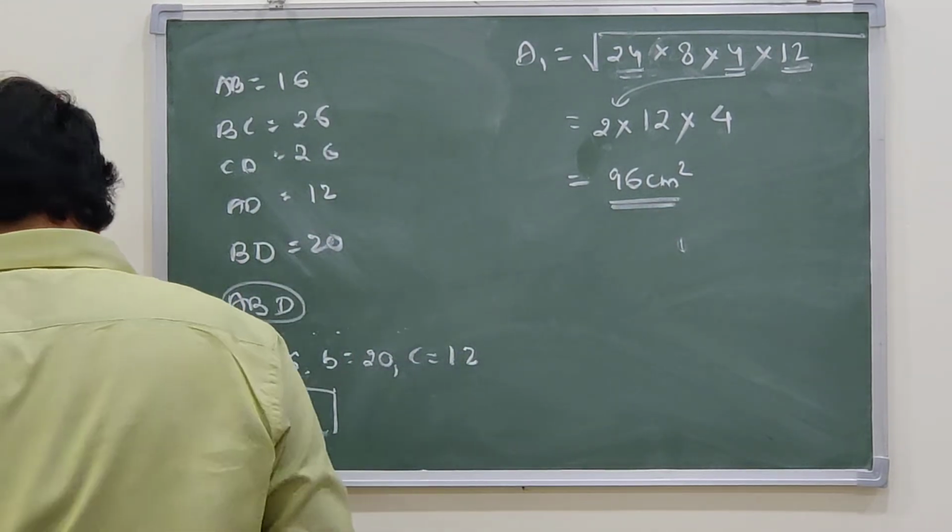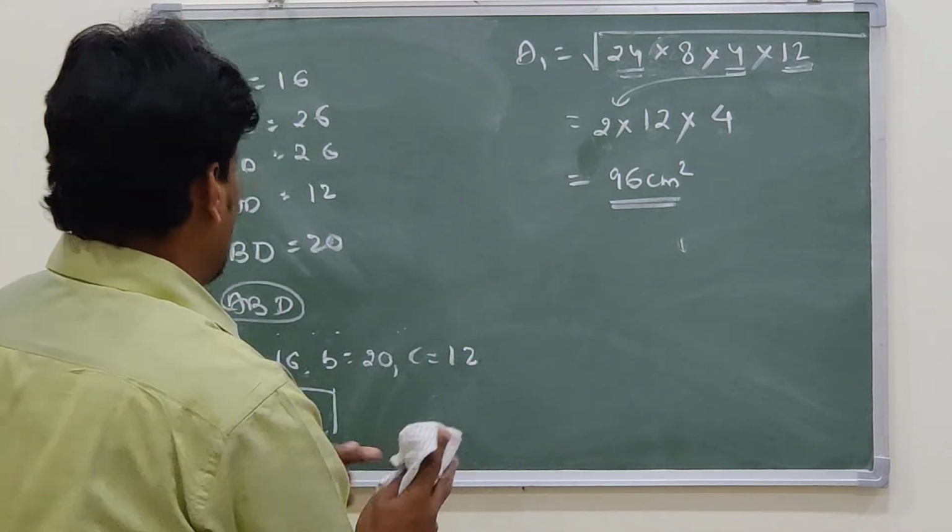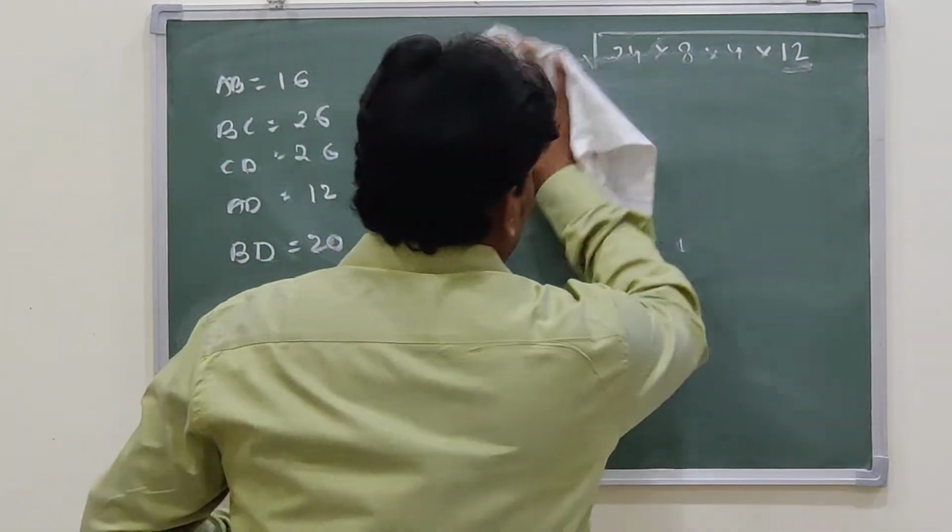Let's make the diagram one more time. But remember, first area we have calculated to be 96.